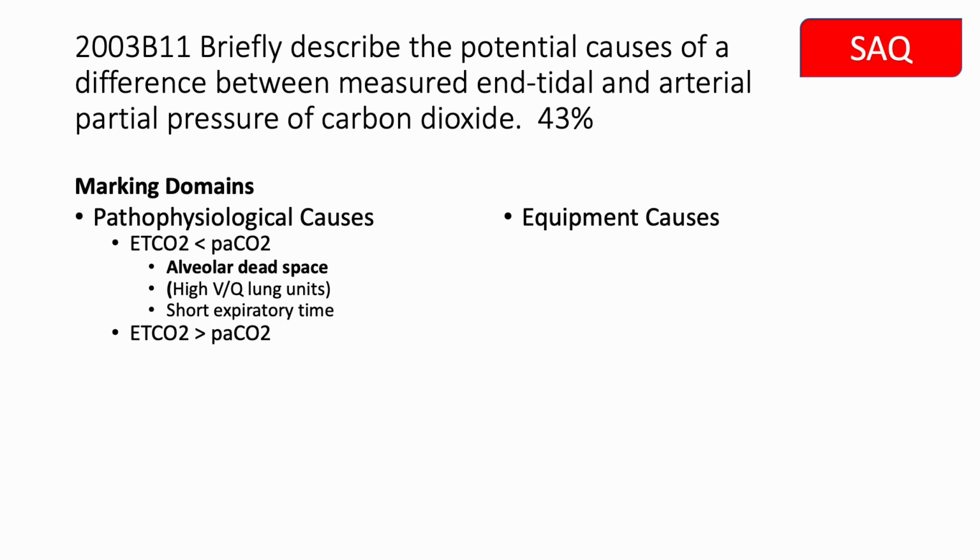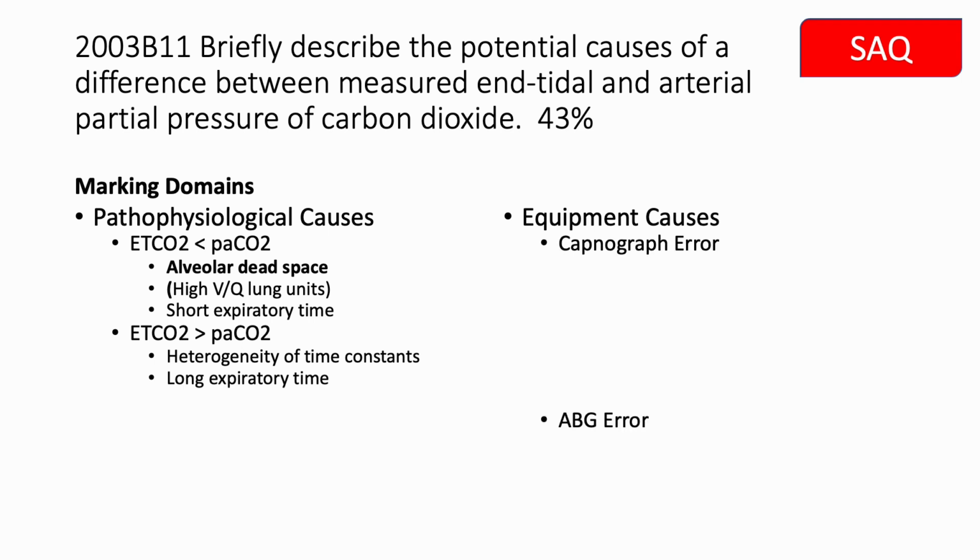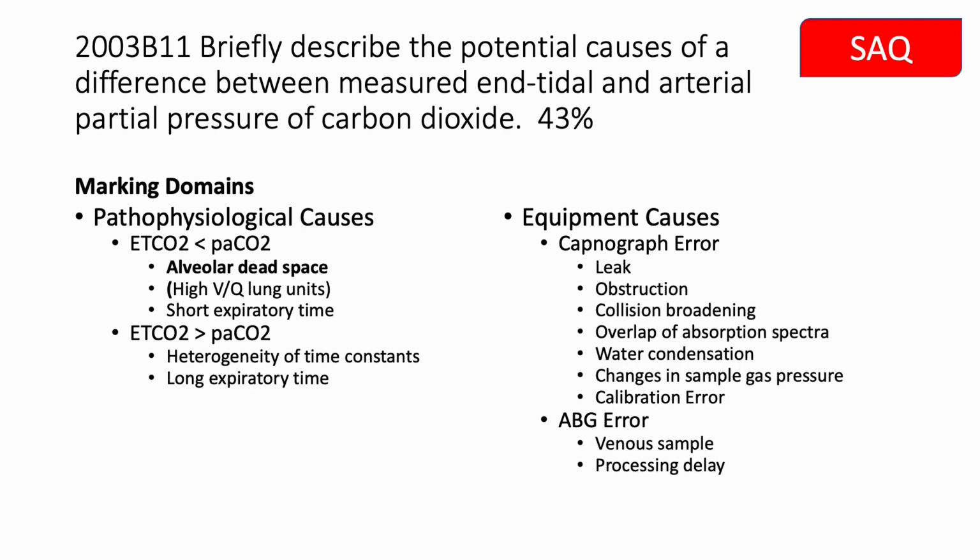Regarding end tidal CO2 being greater than arterial, this can happen when there's increased heterogeneity of time constants, and a long expiratory time will also contribute to this. Regarding equipment factors, there are multiple causes of measurement error relating either to the capnograph or to ABG analysis, and so there are many things that you could have included in this answer.